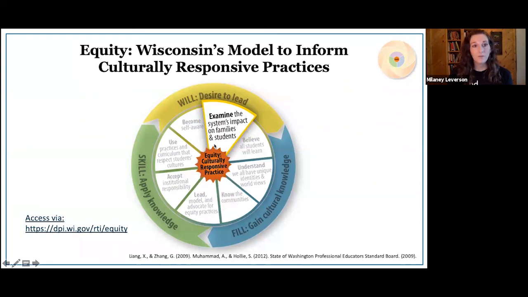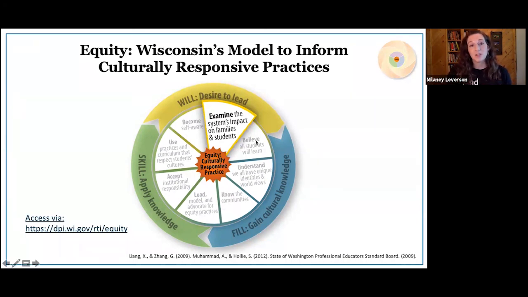So we offer a 5-day training that goes through this whole model. And we know that this is not work that you just go around the circle once and it's done, you've completed it, you're equitable and culturally responsive. But we know that that's a journey.